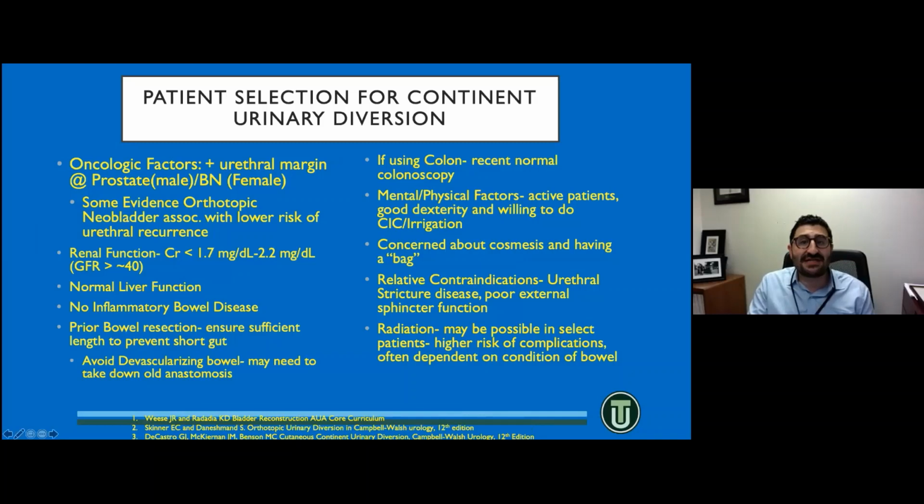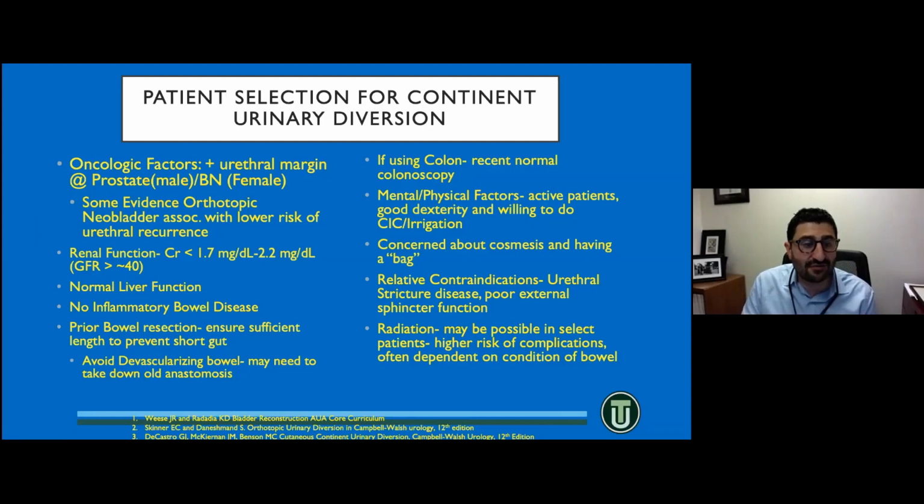So in terms of selecting patients for continent urinary diversions, oncologic factors to consider. If there's a positive urethral margin at the prostate in men or the bladder neck in females, you don't want to do an orthotopic neobladder. However, there's some evidence that orthotopic neobladders may be associated with lower risk of urethral recurrence. It's important that they have relatively normal renal function. If they have a GFR less than 35 to 40, you probably don't want to use a continent diversion.